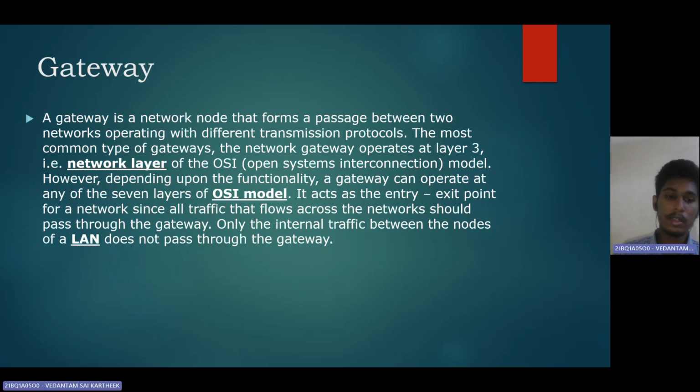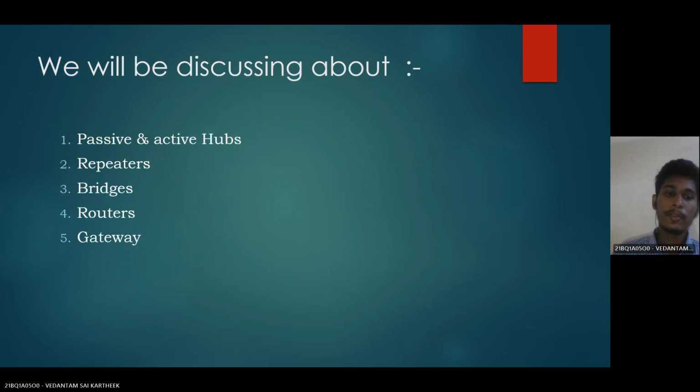We have discussed passive and active hubs, repeaters, bridges, routers, and gateways. These are the main network connecting components that are mainly used.